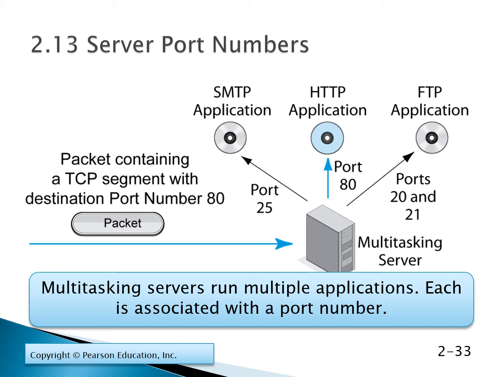Normally the different applications will be running on different ports. These are not actual ports where you can plug a cable in, but virtual ports. For example, SMTP runs on port 25, HTTP runs on port 80, and FTP runs on ports 20 and 21. Multitasking servers run multiple applications on one server, and each is associated with a port number. Then when the message arrives, the server will know which application will handle this message.